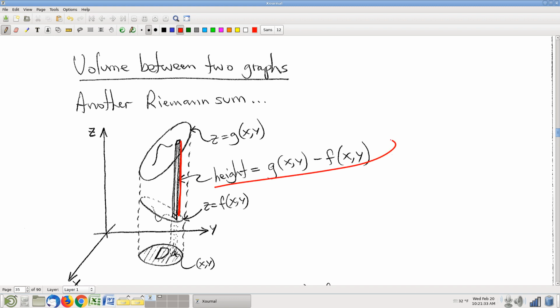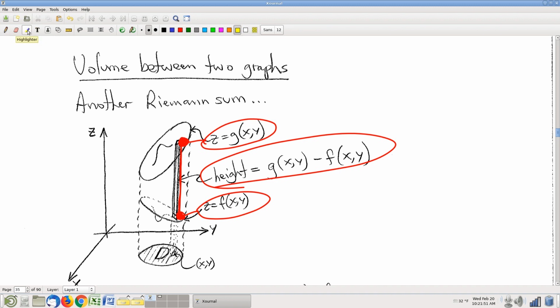Easy formula for the height. The height is this z-coordinate minus that z-coordinate. In other words, it's g minus f. Right? So the volume that we were interested in is that height times the area of the base of this shape. Oh, I guess I'll stick with the pen here. And the base of that thing, well, it's the same as the area, continuing the slicing downward, the area of this little slice of the shadow.